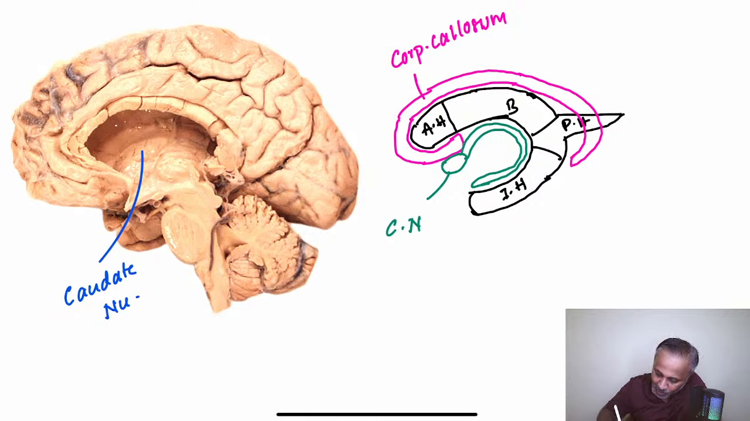If my question is, what forms the roof of the anterior horn? It is the corpus callosum, the body. What forms the anterior wall of the anterior horn? It is the genu of the corpus callosum.